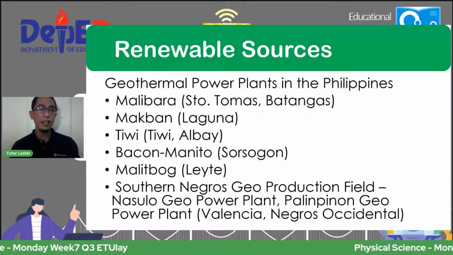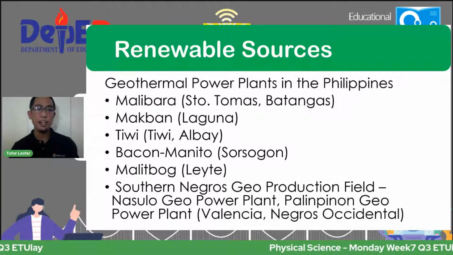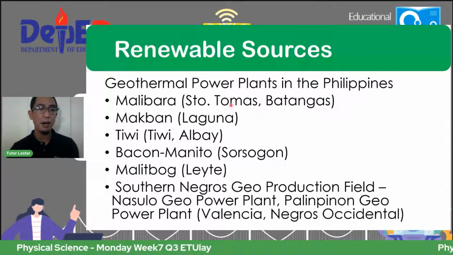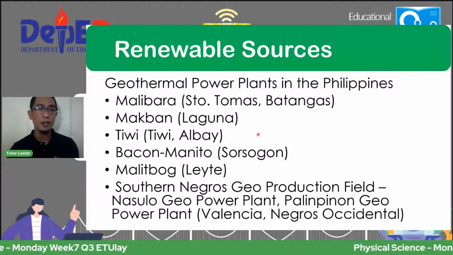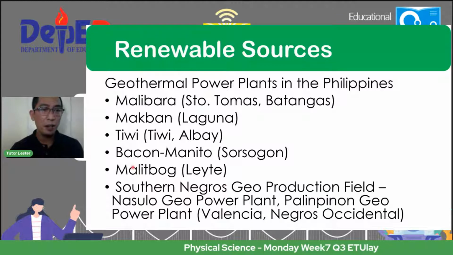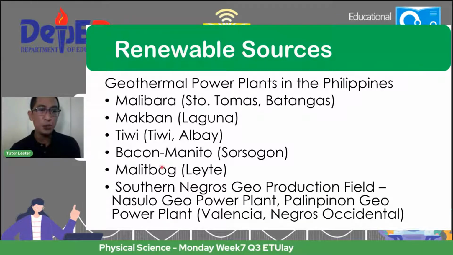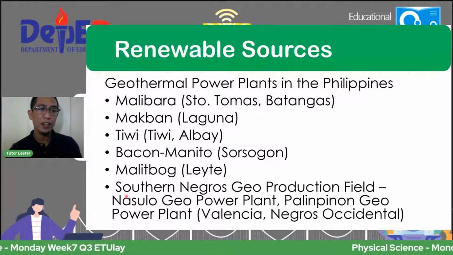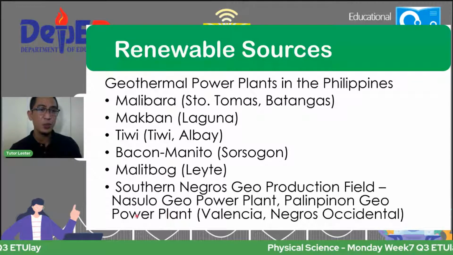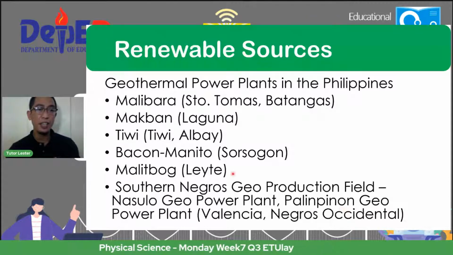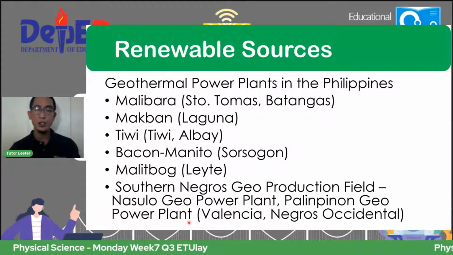Ito po ang mga power plants na operational po dito sa Pilipinas. So we have the following: Malibara, which is located in Santo Tomas, Batangas; Macban in Laguna. We have one in Albay. Bacman or Bacon Manito in Sorsogon. Malitbog, Southern Negros Geoproduction Field, Nasulo Geopower Plant, and Palimpinon Geopower Plant, which are found in Valencia, Negros Occidental.